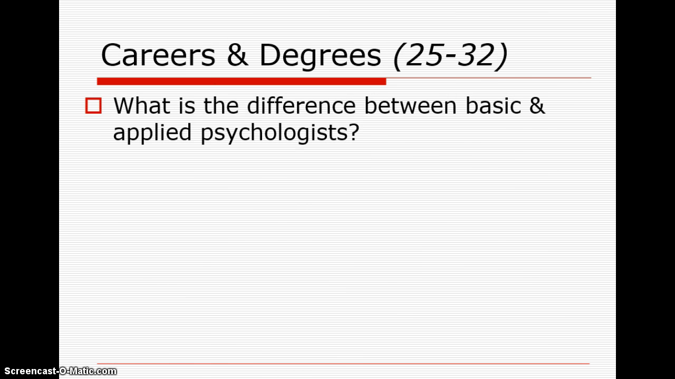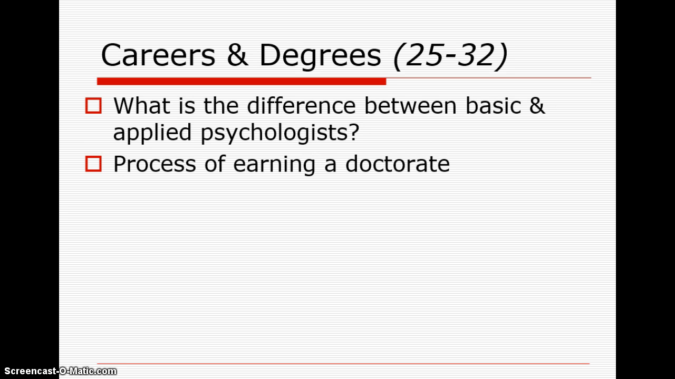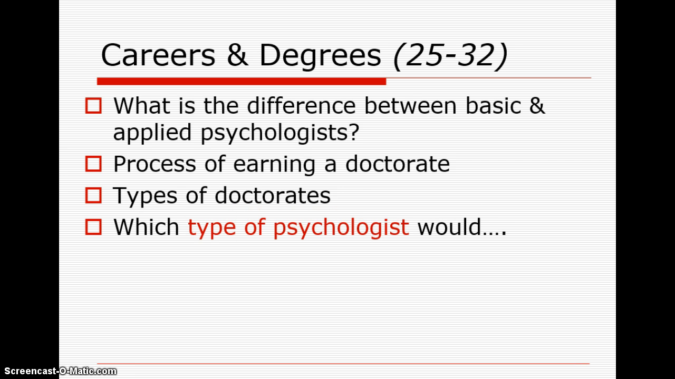For the careers and the degrees, make sure you know the difference between basic and applied psychologist. That's way back on the second day of class. And make sure you know how to earn a doctorate, the BA versus MA versus a PhD and PsyD, and all the things you have to go through to do that. As I mentioned, PhD versus PsyD, which one is research-based, which one is people-based. And then there's all the subfields of psychology that, again, you did an assignment on.